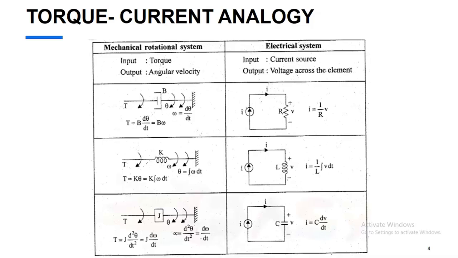Let's see the torque current analogy. In case of the mechanical rotational system, the input is a torque which is equivalent to a current source. Output is an angular velocity which is omega. It is equivalent to voltage across the element in an electrical system. Dash part is represented by resistor. A spring is represented by inductor, and the moment of inertia J is represented by the capacitor. We have an input torque which is represented by the current source.